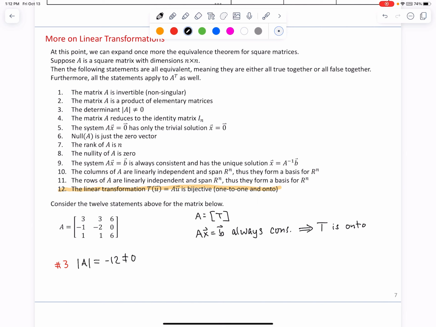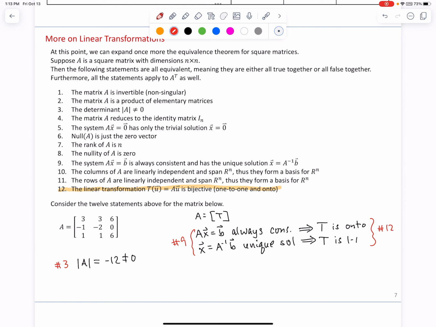The second part of statement 9 says not only is it always consistent, but the solution is unique. So the solution would be A inverse times B. So every vector B in the range of the transformation has a unique preimage. That tells us that T is 1 to 1. So you take both parts of statement 9, and it leads to T being both onto and 1 to 1, and therefore bijective, and that's what statement 12 is saying.